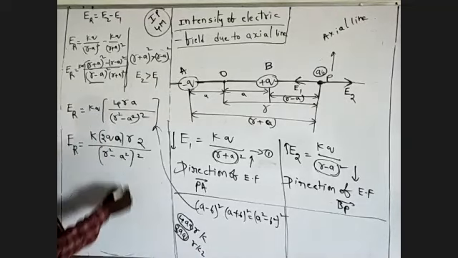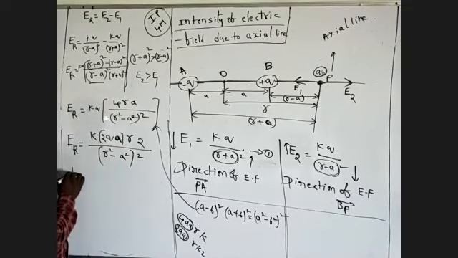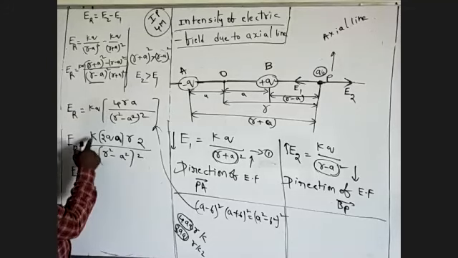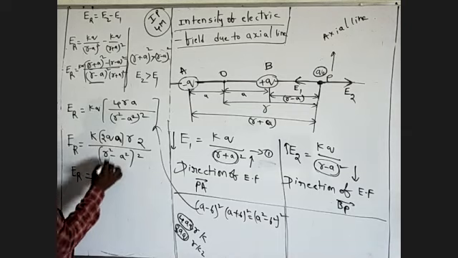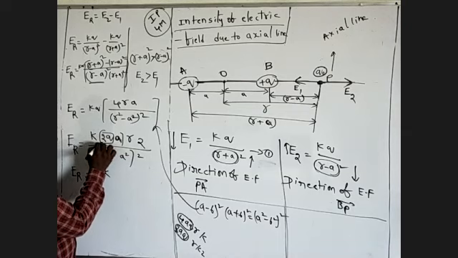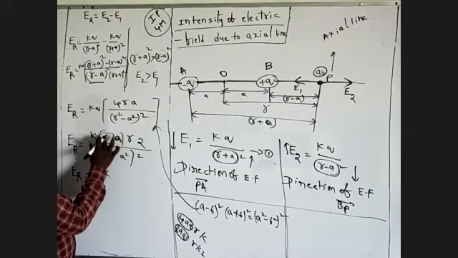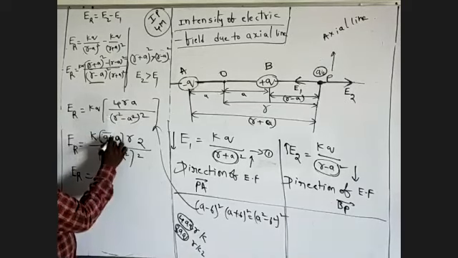You know this very well. ER is equal to K, 2Q into 2A, I'm writing.